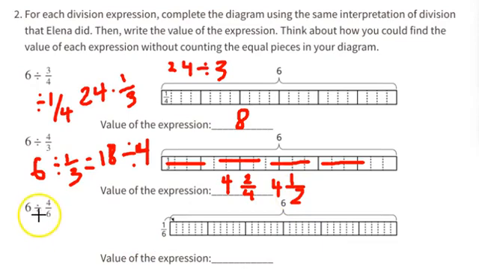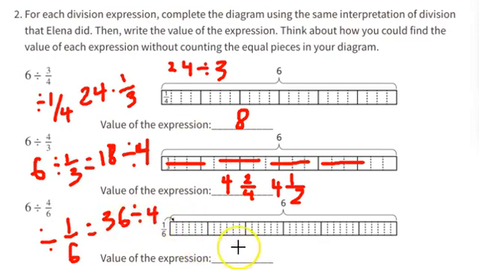What about here? 6 divided by 4/6. Well, 6 divided by 1/6 gets us 36, right? We need groups of 4 of that, so we have to divide it by 4, which gets us our 9. Again, we can go through and make groups of 4 all the way through here and see that we're going to make 9.